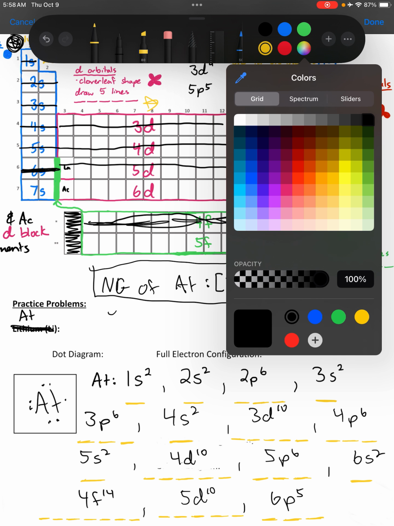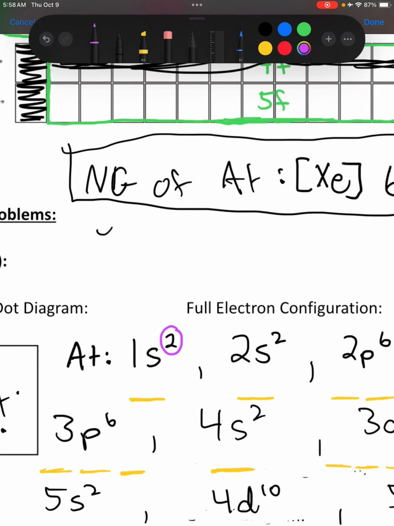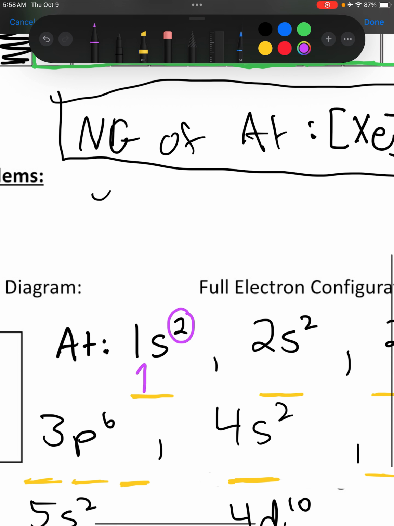So I'm going to do this in kind of a bright color so you can see it really easily. Now, the next thing you pay attention to after you draw your lines is the exponent number, because that's going to tell you how many arrows to draw on that line. So this S1 has an exponent of 2. So we're going to draw 2 arrows, and they're these little half arrows.